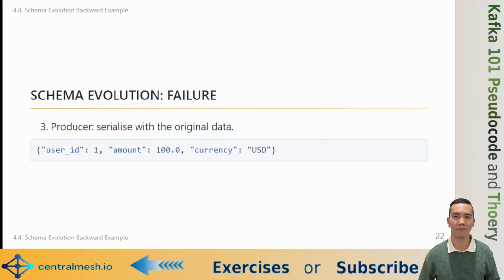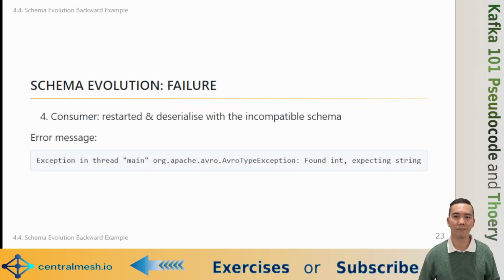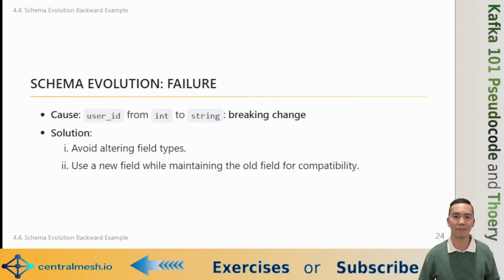Next, the producer serializes data using the original schema. Notice the user ID is a number. Now the consumer app is restarted and it picks up the new schema in which user ID is a string. The consumer will use the incompatible schema to deserialize the same data. This results in an Avro type exception. Changing user ID from integer to string is a breaking change. Data serialized with the original schema does not match the expected type in the new schema.